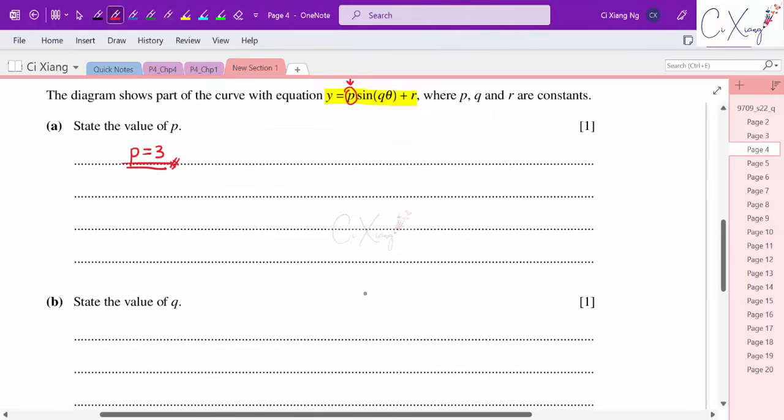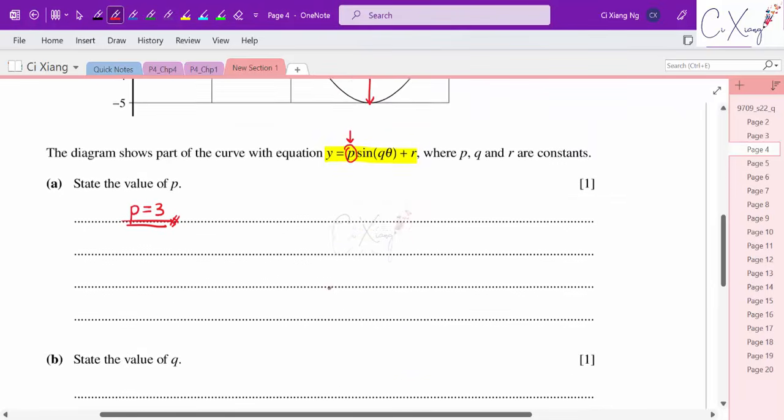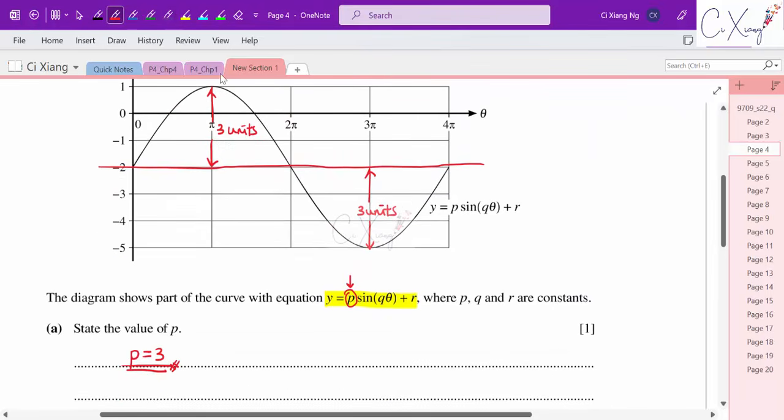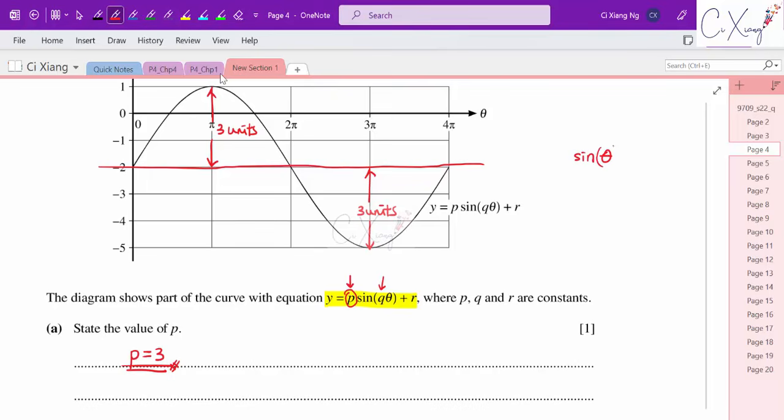Okay, so part B. They ask us to state the value for q. To decide the value for q, if you observe, q is in the sine function. Therefore, q will affect the number of cycles that appear in a given range. When we have sine theta, that means from 0 until 2 pi, we have 1 cycle of the sine theta curve, which means we will have 1 cycle like this from 0 until 2 pi.